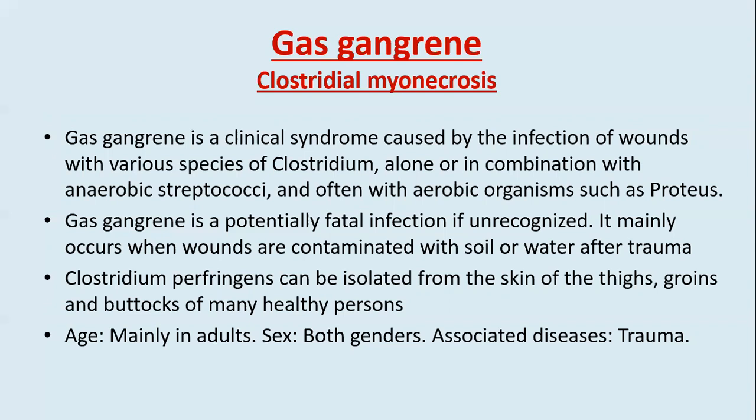Clostridium perfringens is isolated from skin of thigh, groin, and buttock, mainly seen in adults. Both sexes are involved, and it is associated with trauma.